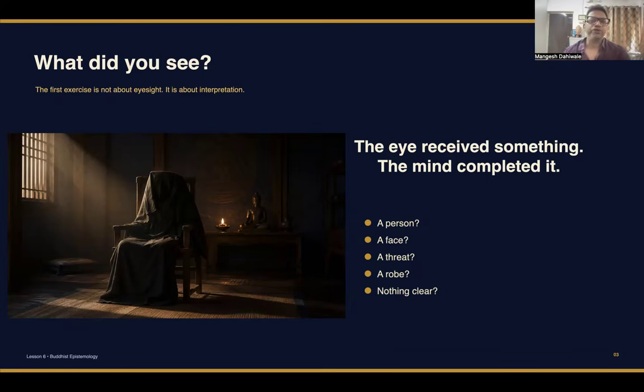So this is what I wanted to bring in. This is something that we have to bear in mind. Sometimes we see a snake, but actually it's a rope. And whenever we are traveling on a hot day, we might perceive a mirage, and we might think that it's water. So the eyes receive something and the mind completes it. Please bear this in mind.